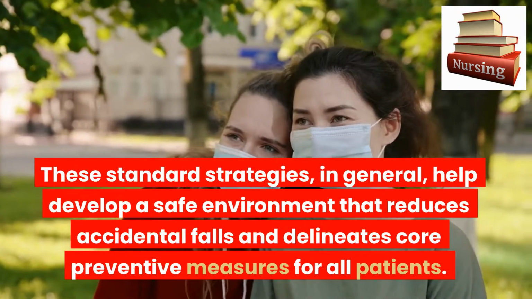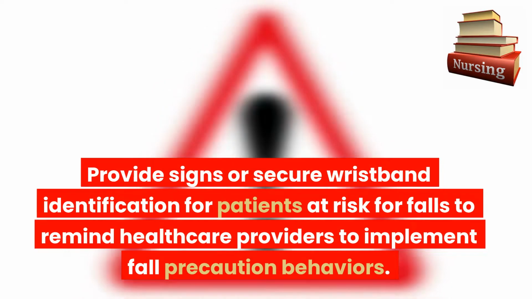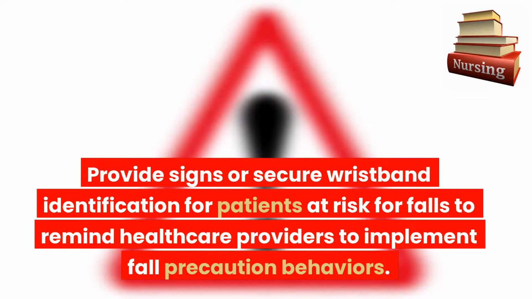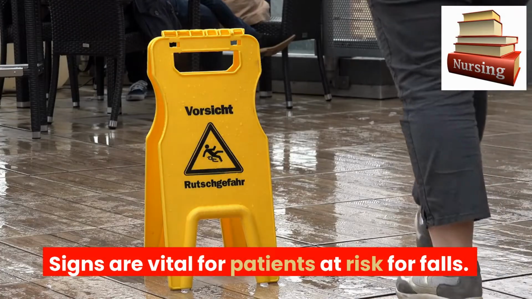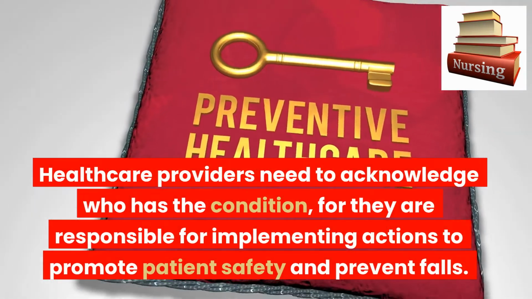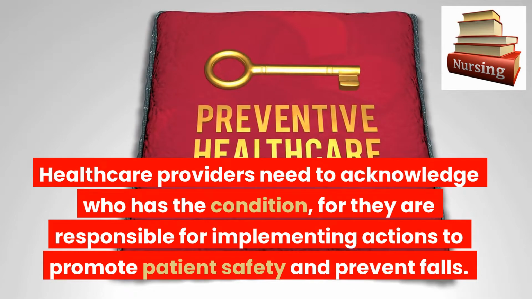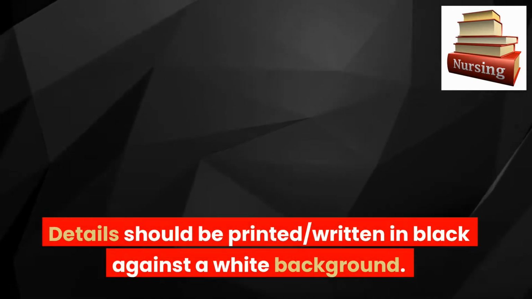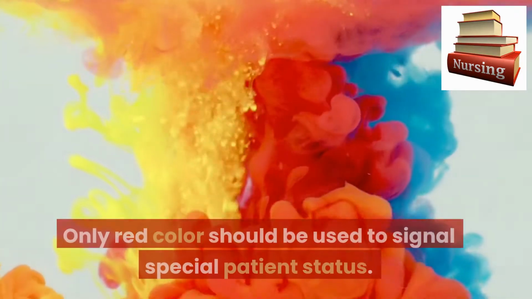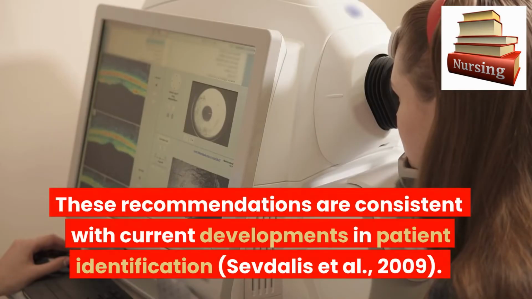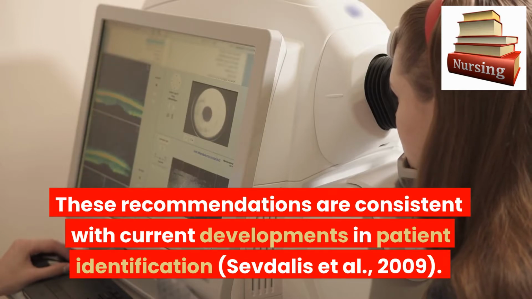all patients. Provide signs or secure wristband identification for patients at risk for falls to remind healthcare providers to implement fall precaution behaviors. Signs are vital for patients at risk for falls. Healthcare providers need to acknowledge who has the condition, for they are responsible for implementing actions to promote patient safety and prevent falls. Details should be printed or written in black against a white background. Only red color should be used to signal special patient status. These recommendations are consistent with current developments in patient identification, Subdalis et al., 2009.